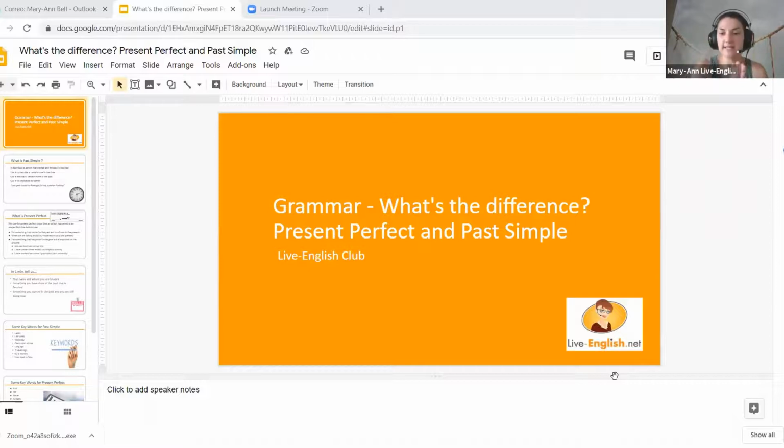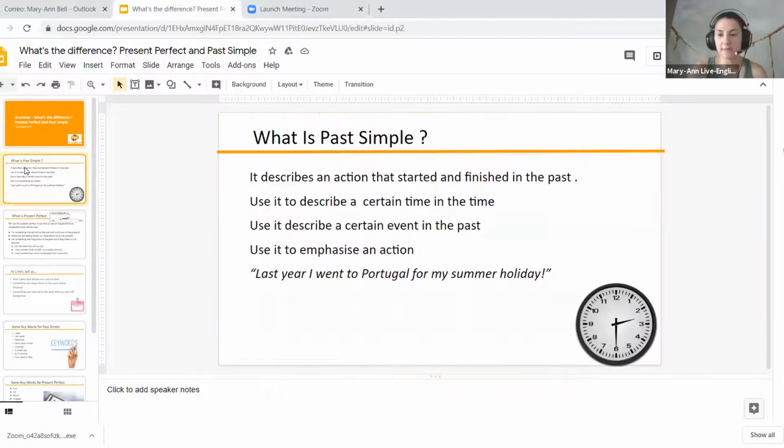Explain the difference today between the present perfect and the past simple. Okay, so let's look at the past simple first of all. So this is one of the tenses that we learn right at the beginning. Okay, it's quite a simple tense.